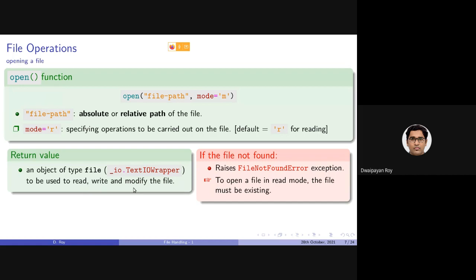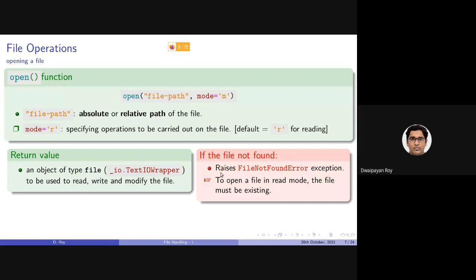And if we specify a file path which is non-existing, and we specify the mode as read mode, or we just specify only the file path, in which case the mode is by default considered as read mode, in that case the situation is that I am specifying a file path to read, but the file path is not present.